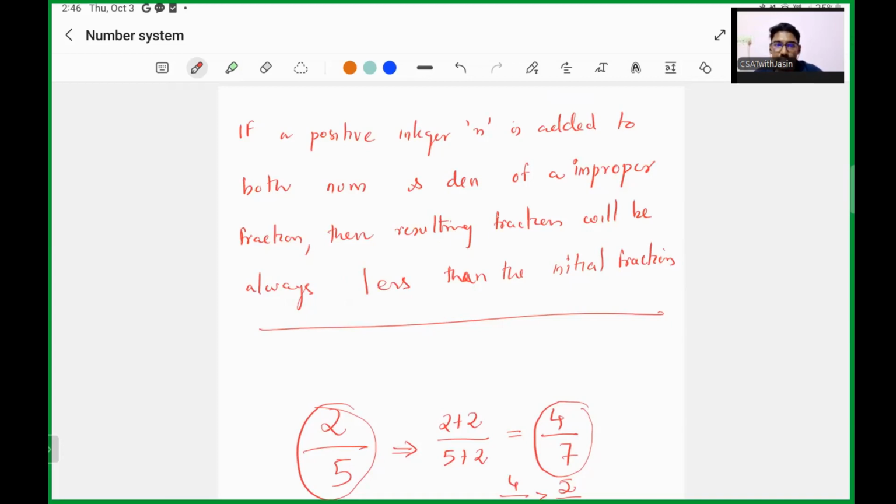Sometimes you can easily answer some questions if I give you like this. Do you understand? Anyone has any doubt in that? If you are adding the same positive quantity to the numerator and denominator of an improper fraction, then the resulting fraction is less than the original fraction. If it's an improper fraction, it will be less. If it's a proper fraction, it will be greater. Okay, just write that.